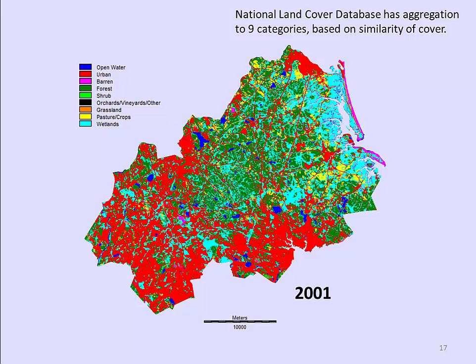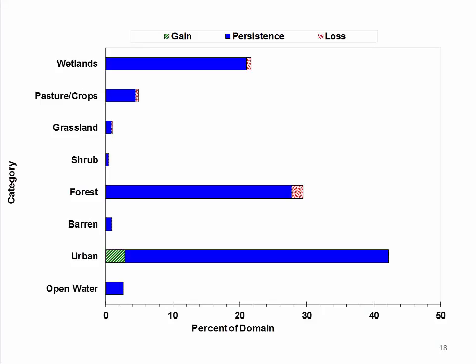The National Land Cover Database has an aggregation from 15 categories to 9 categories, based on the conceptual similarity of the categories. You can see again maps for 2001 and 2011 for the same area, aggregated into 9 categories. Indeed, the aggregation has fewer categories, but the aggregation has eliminated many transitions. We have now only one urban category that gains from forest.